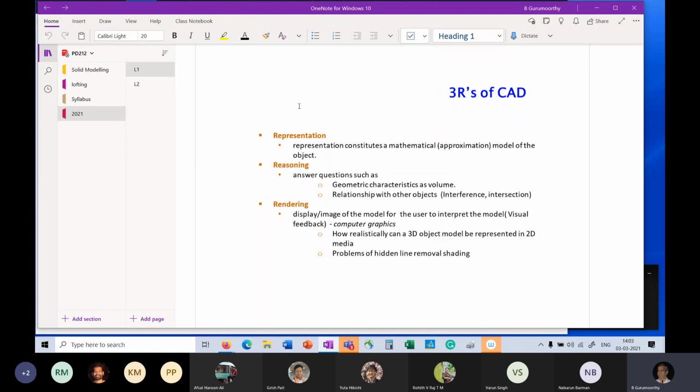So what I want to do today is to start on the formal aspects of this lecture class. Remember, we had talked about these 3 R's that constitute the field of CAD, and I had also mentioned that our focus in this class will be the first 2 R's. And I start with the first R today, which is representation.